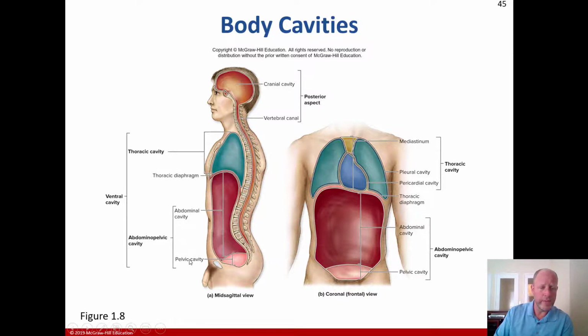And then we have the pelvic cavity, both part of the abdominopelvic cavity of the ventral cavity. That's a mid-sagittal view cutting you this way, right? And they have a coronal view, so cutting across this way. The mediastinum, I should say, here. And then we have a part of the thoracic cavity, the pleural cavity, for the lungs, the pericardial cavity for the heart, okay? Thoracic diaphragm, obviously for the diaphragm there, the abdominal cavity, this whole region here, and the pelvic cavity for the pelvis, part of the abdominopelvic cavity.